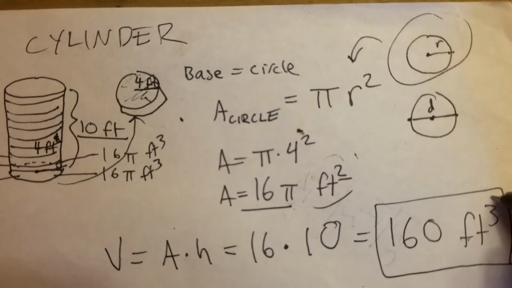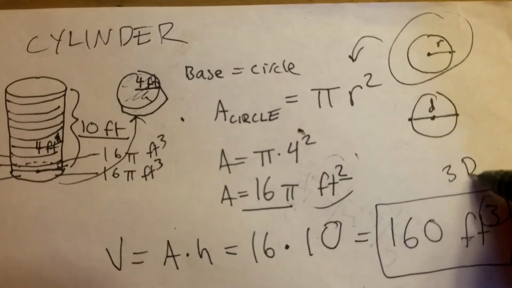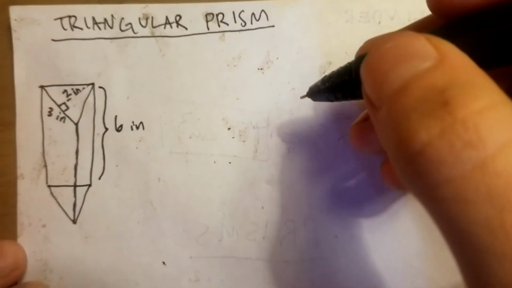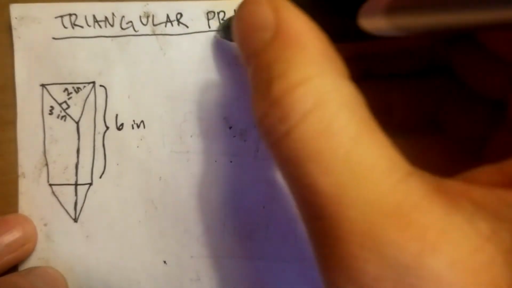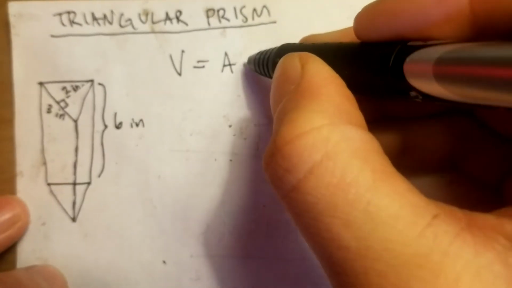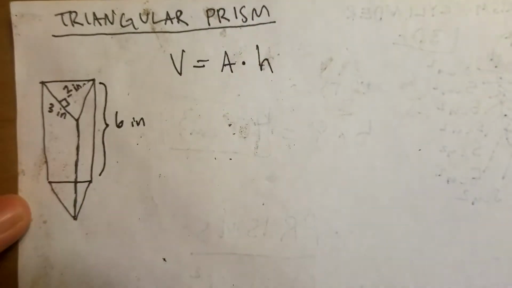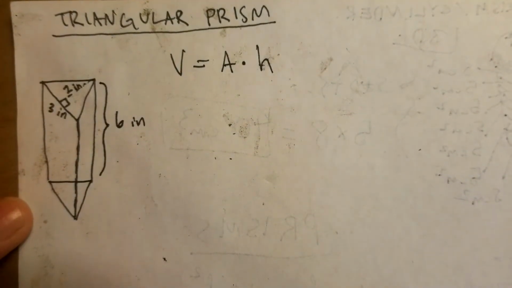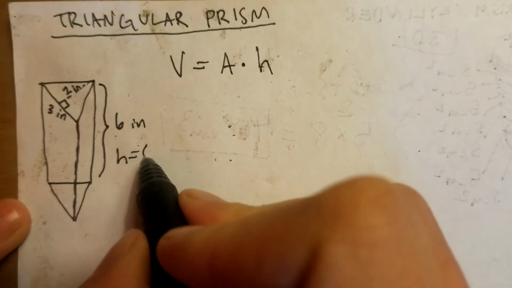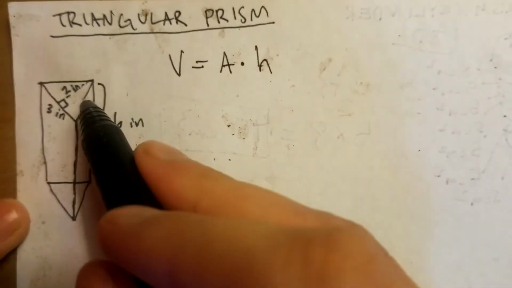And the feet get cubed because now we're in the third dimension. Now we're going to find the volume of a triangular prism. So all prisms and cylinders have the formula for their volume being V equals the area of the base times the height of the prism or cylinder. In this case, 6 is the height. And then the area we have to calculate.